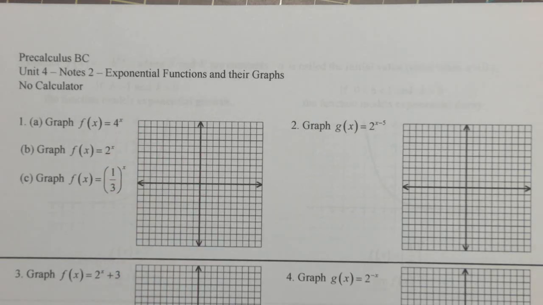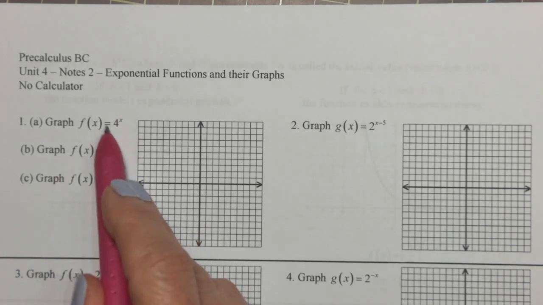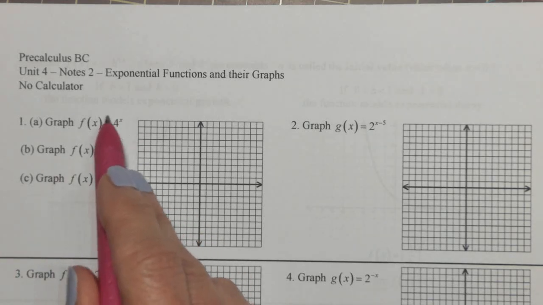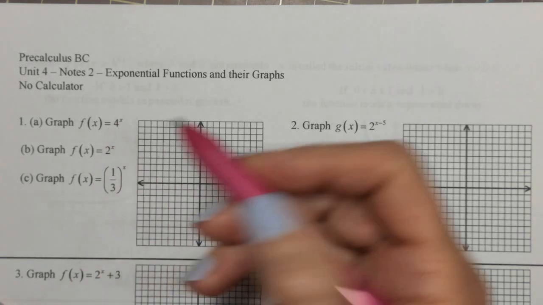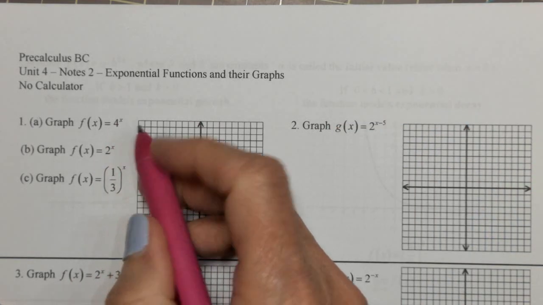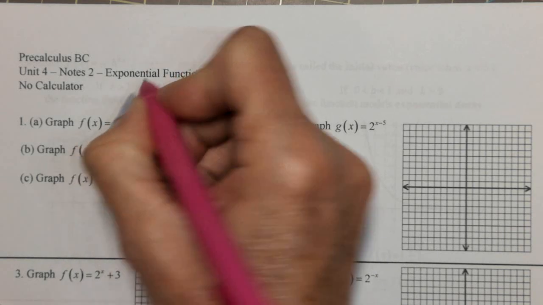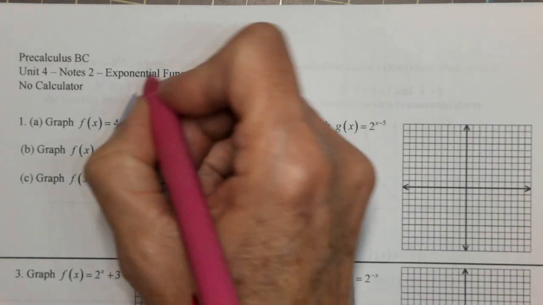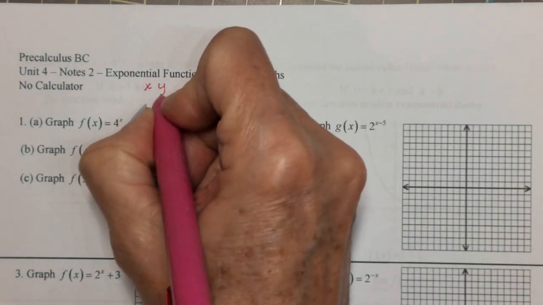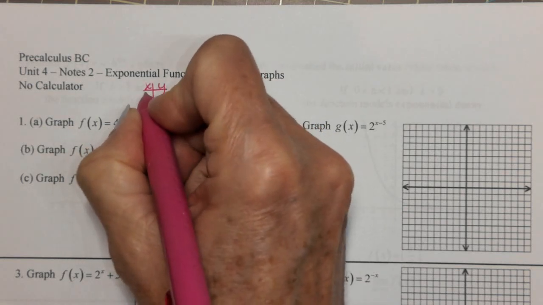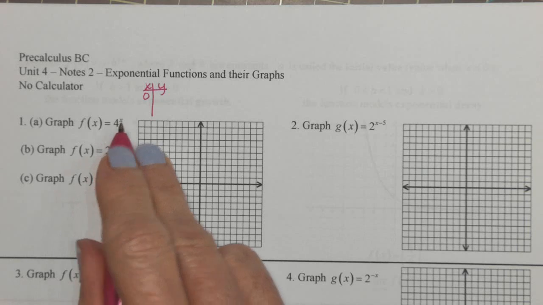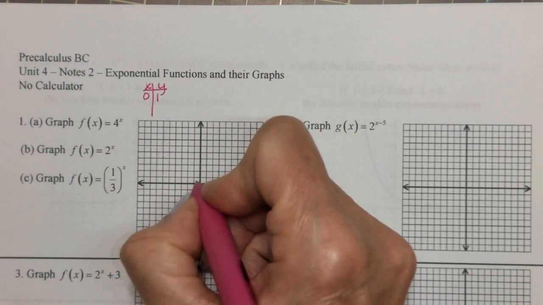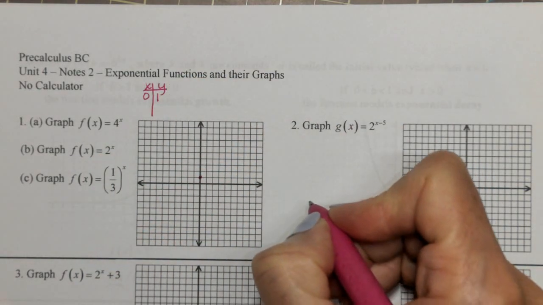When we graph these, I'm going to take a look at 4 to the x. That's going to be our base model. And I'm going to imagine putting in some numbers for x here. I'm not going to write down a table for every one of these, but in my mind, this is kind of what I'm doing. What happens when x is 0? When x is 0, we have 4 to the 0, which is 1. So the point 0, 1 is on the graph.